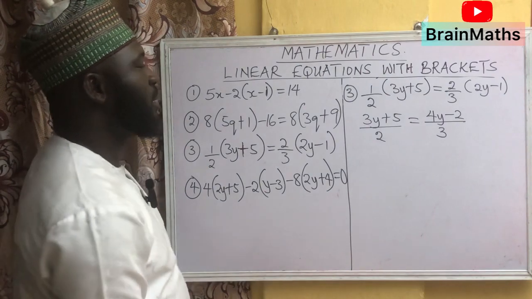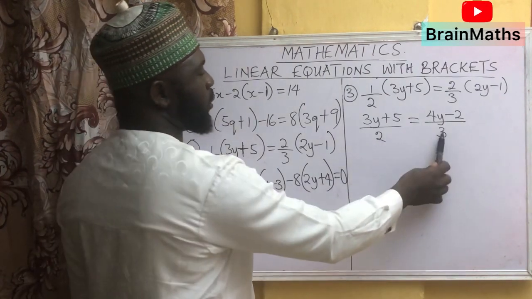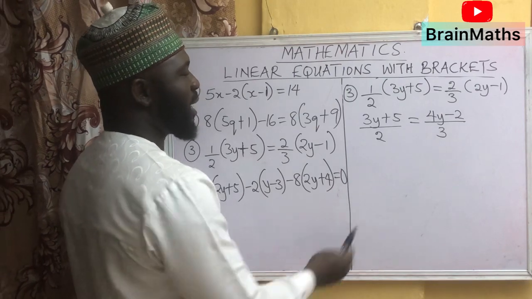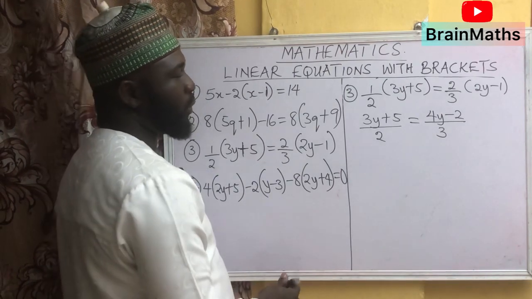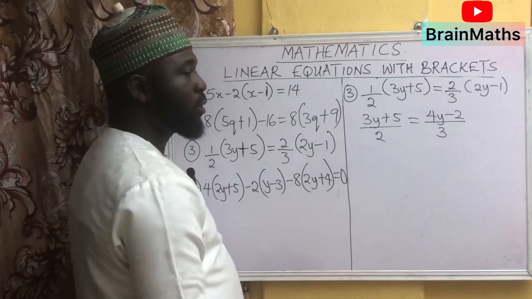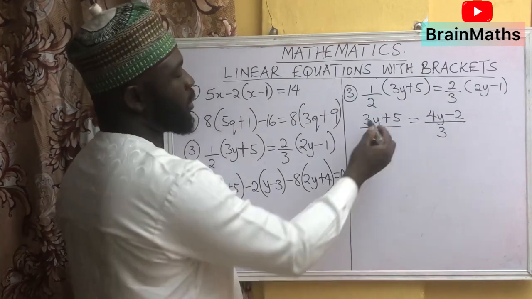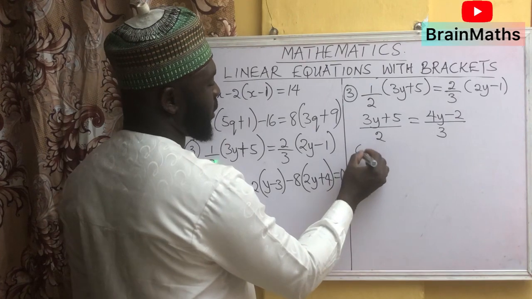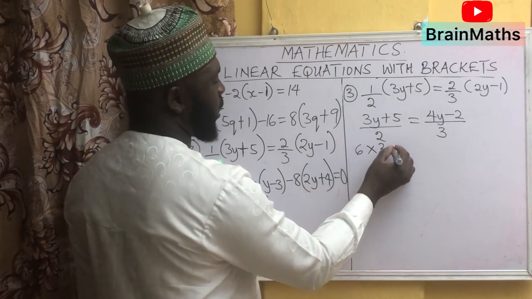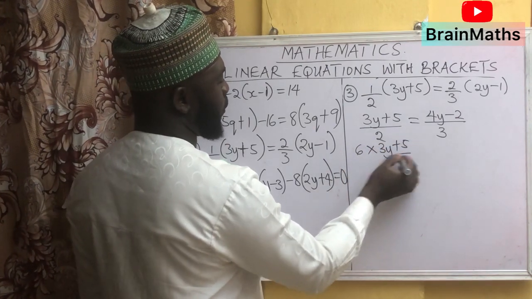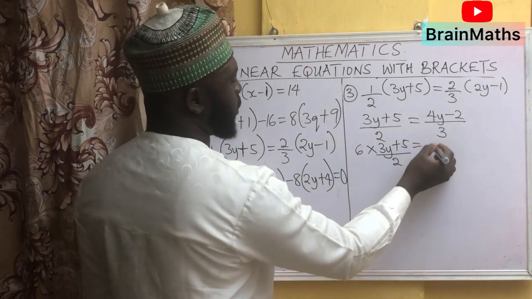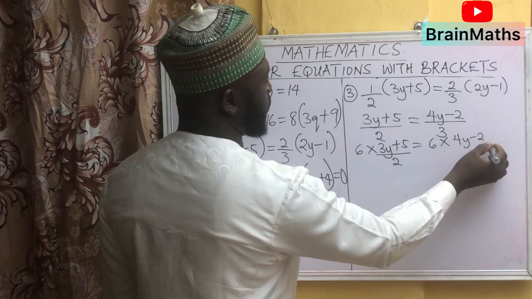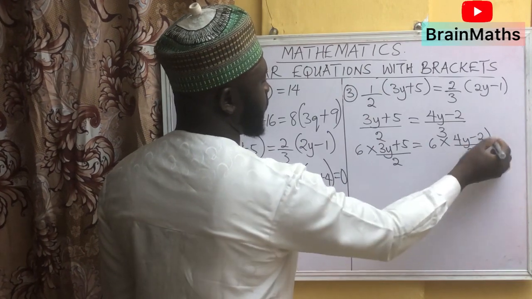The next thing is to eliminate both denominators. And we can only do that by finding the LCM of 2 and 3. The LCM of 2 and 3 is 6. So we multiply both sides by 6. So this gives 6 times 3y plus 5 over 2 equals 6 times 4y minus 2 over 3.